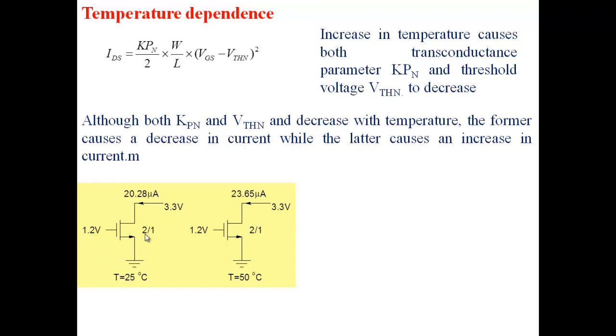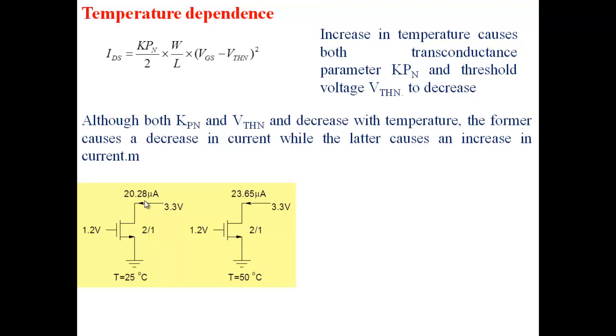When I write 2 by 1, what does it mean? Width of the transistor is 2 micron, length is 1 micron. So the ratio W by L is 2 by 1. This is at T equal to 25 degrees Celsius. I am applying 3.3 here. The current is 20.28 microamperes.